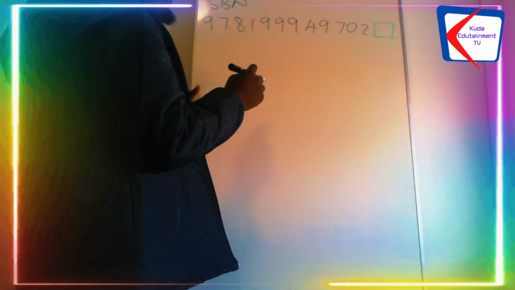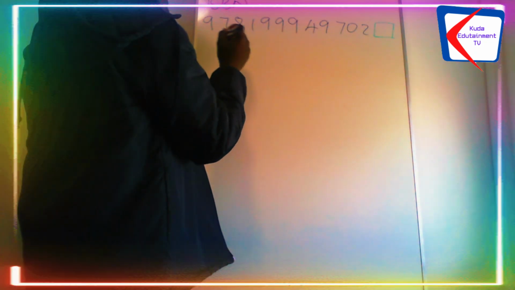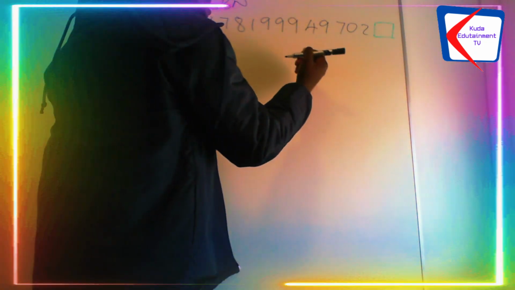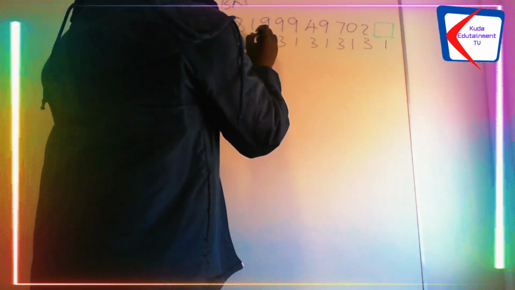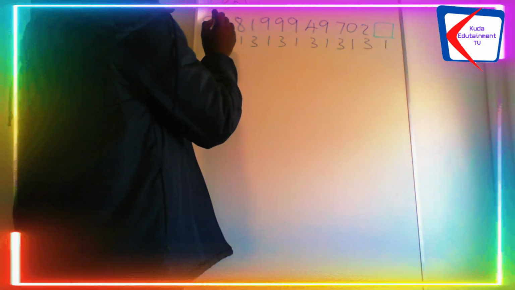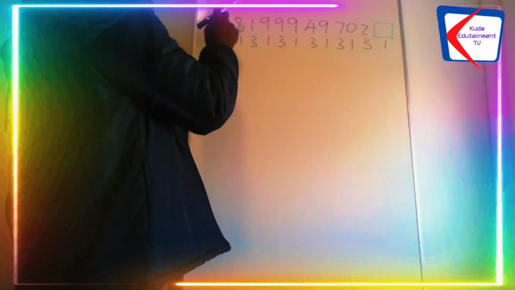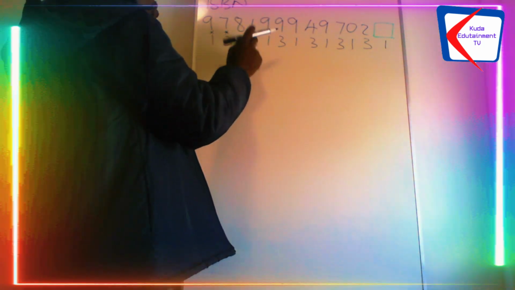With ISBN 13, mind you, the check digit should always be multiplied by 1. So we are going to do it from right to left. The check digit will be multiplied by 1, and then 3, 1, 3, 1, 3, 1, 3, 1, 3, 1, 3, 1. What we are simply doing is multiplying the individual digits of the ISBN number by these numbers.